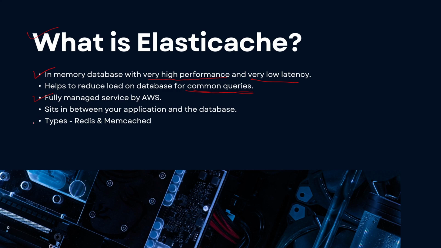ElastiCache is a fully managed service by AWS. It's completely managed by AWS, so you don't need to care much about the infra and all of those things. It sits between your application and the database. So if this is your application and this is your database, your ElastiCache will be sitting right over here, that is between your application and your database. And you have two types, that is, you can have a Redis type ElastiCache or a Memcached one.